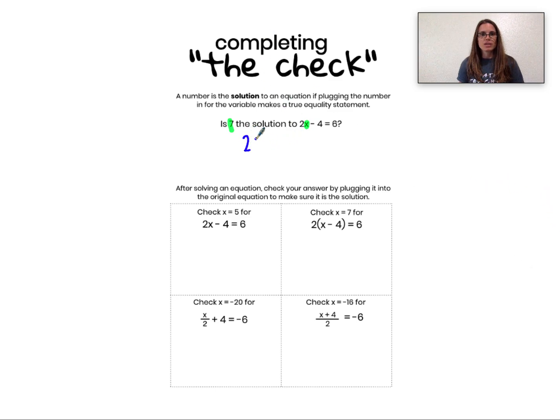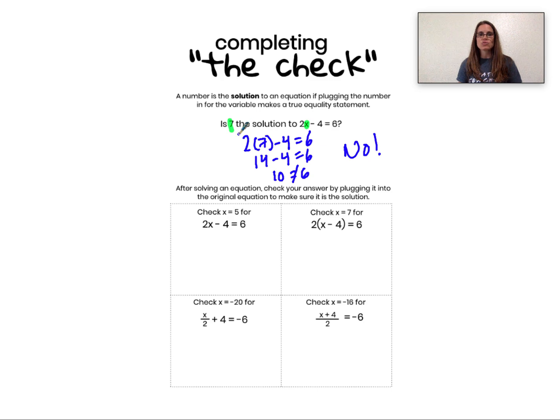So we're going to go ahead and write 2 times 7, so having plugged 7 in for x, minus 4 equals 6. Is that a true statement? Does 14 minus 4 equal 6? 14 minus 4 is 10. So no, this is not a true equality statement. 10 does not equal 6. That means that no, 7 is not the solution to this equation. It's not the value of x that makes this equation true.